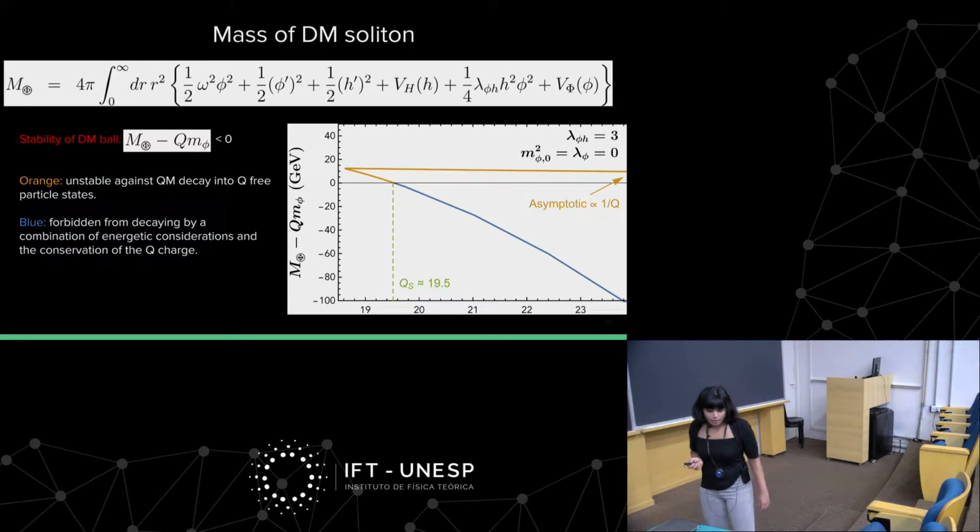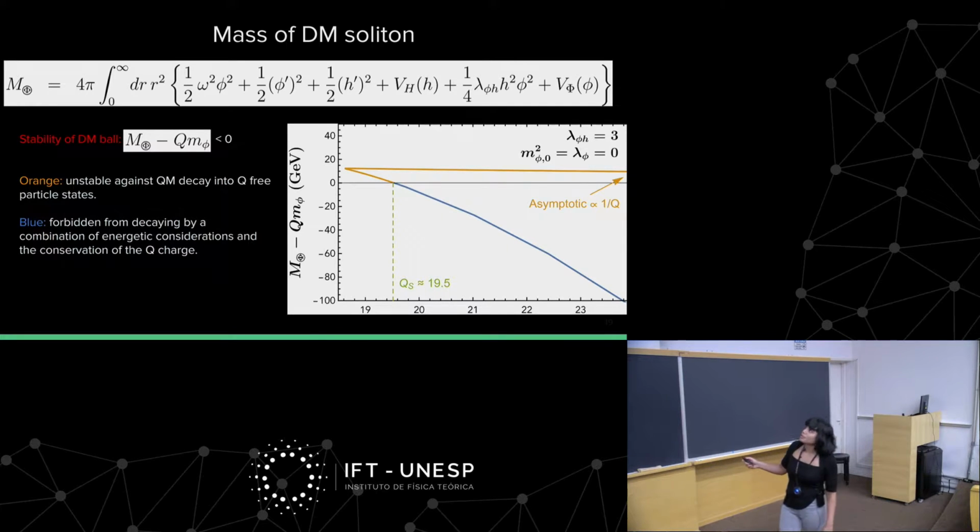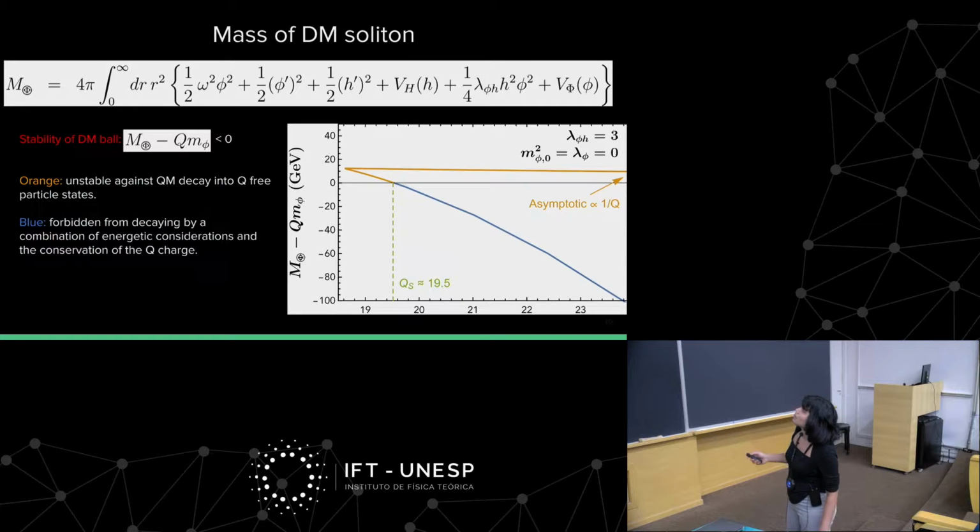Okay. So till now, I didn't talk about the mass. So we're using mean field approximation. And in mean field approximation, you can calculate the mass of these dark matter solitons by using this relation. So here, phi primes are the derivatives over R. And V_H and V_phi are the contributions coming from the Higgs portal Lagrangian, the potentials for the Higgs and the complex scalar phi.